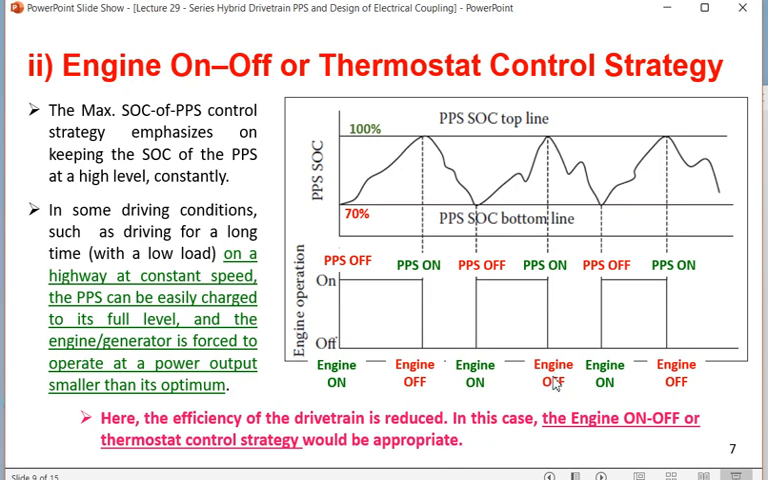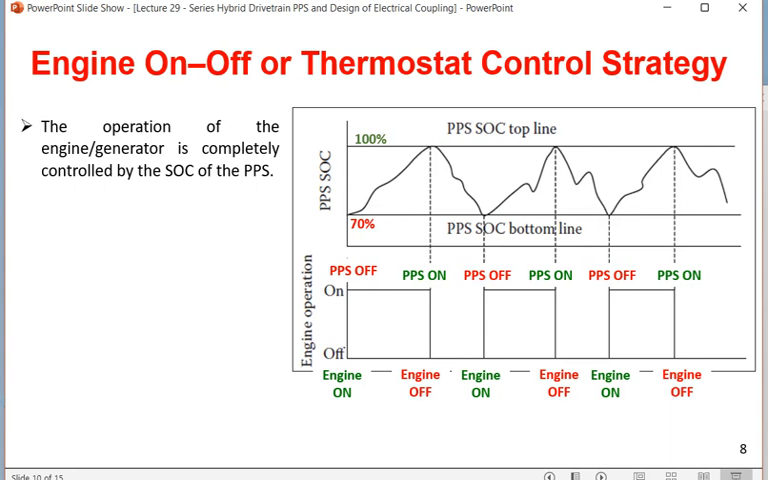That means the primary source is getting off. In that case the PPS is on. For this much period, as long as the engine is off, the PPS is going to discharge and supply all the traction power to the transmission and vehicle. And in the next stage, as soon as the PPS comes to 70%, the thermostat switches the PPS off, makes the engine on, and the process goes on. Here the efficiency of the drivetrain is reduced, as they claim. In this case the engine on off or thermostat control strategy would be appropriate.